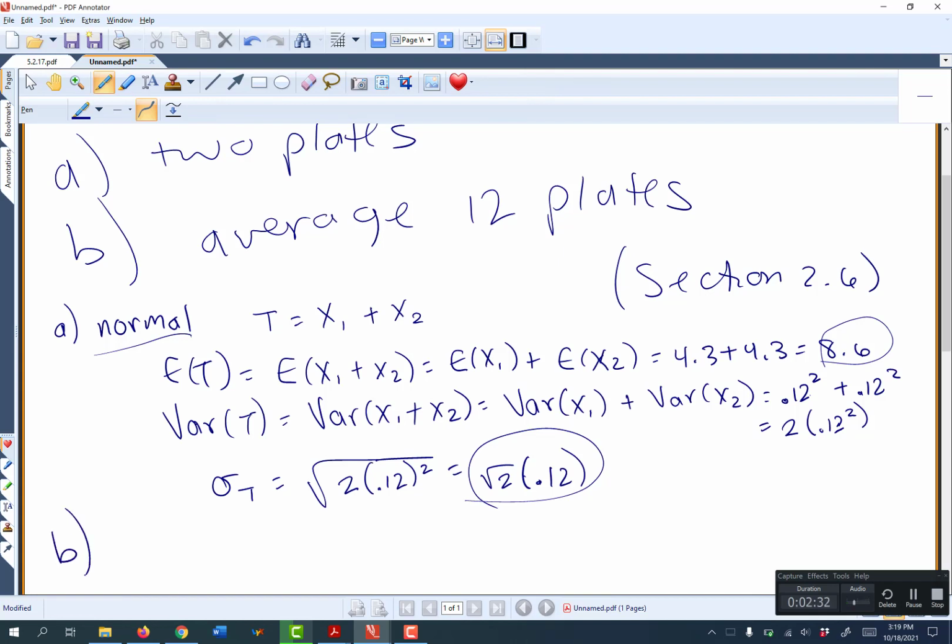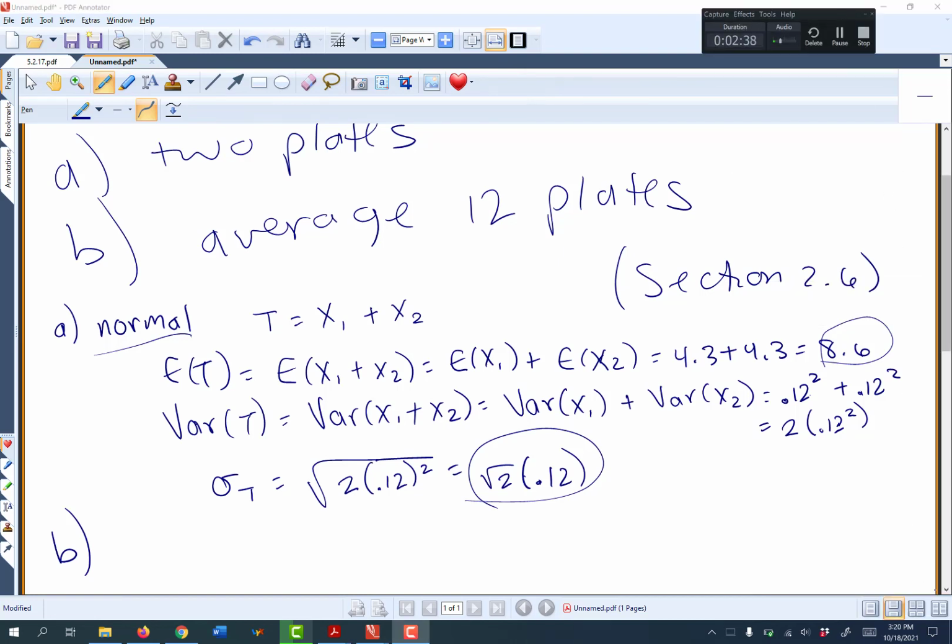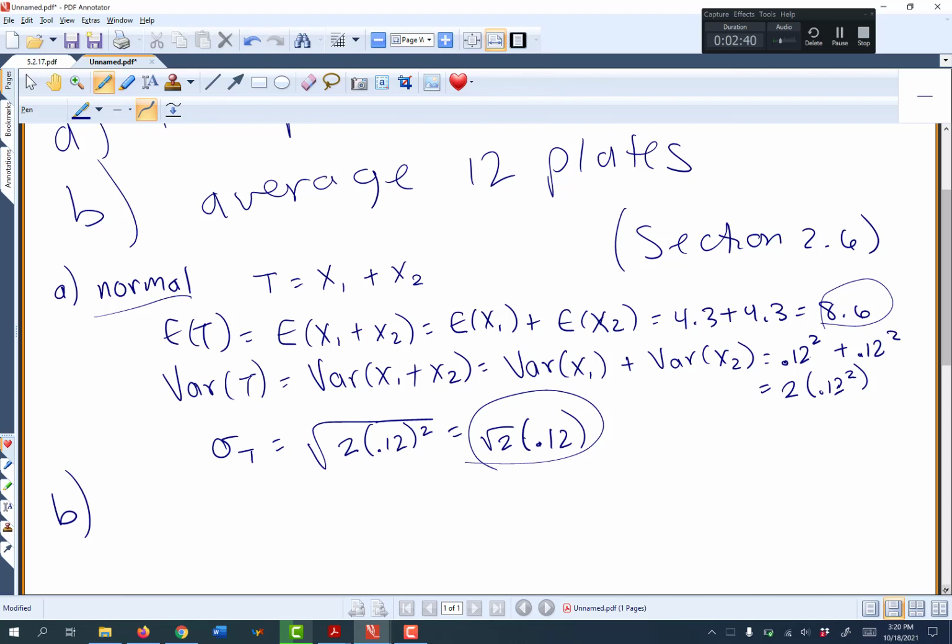For B, it's very similar, but instead of using all of these rules by hand, we can use the shortcut formulas. Because we use the average so often, we just memorize the shortcut formulas. So we want the average of 12 plates. First of all, we know it will still be normal, because if you have a bunch of normal things and you take the average, it will still be normal. So the expected value of X bar, or the average, will just be equal to mu, which is your population mean, which is 4.3.